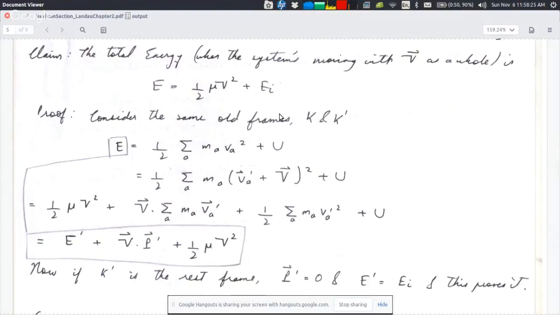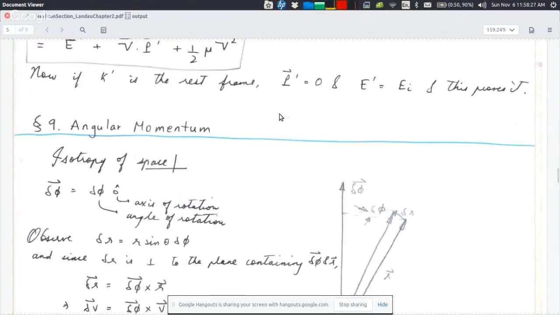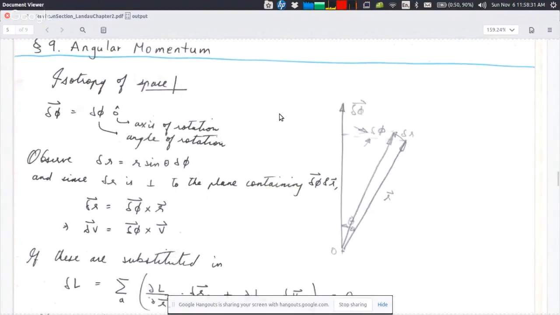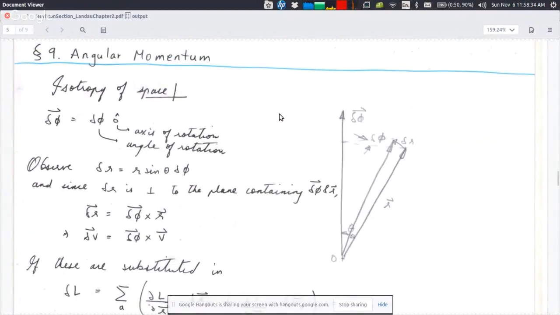All right, now let's move on to angular momentum. This is cool stuff. So now you're looking at isotropy of space. So you say that.